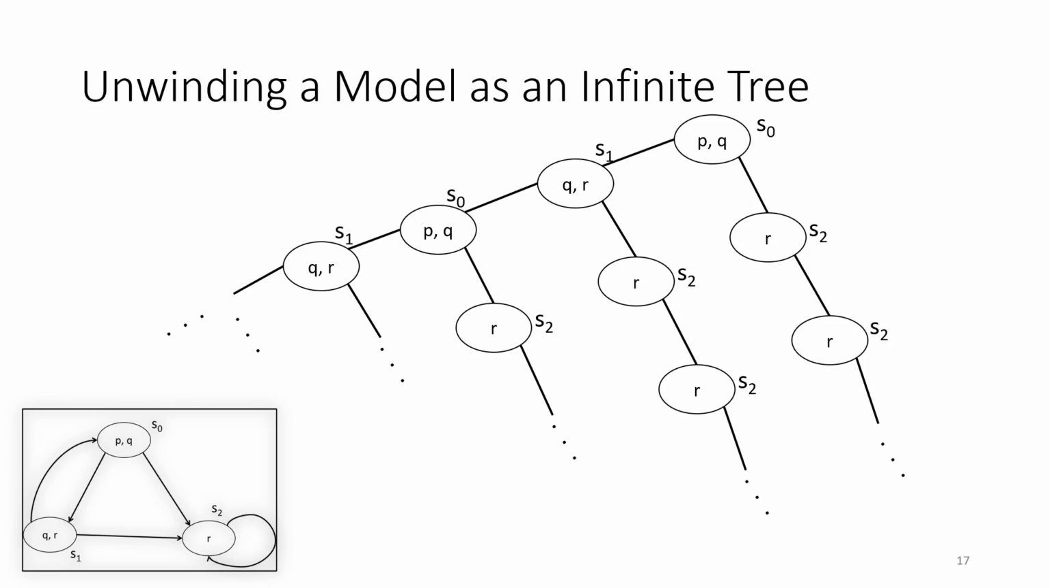So basically you can unwind a transition system as some kind of infinite tree. And again, it's only infinite because we are deadlock free. Every state has at least one successor. That's why this tree becomes infinite. And every way that you can go through this tree is basically a computation.